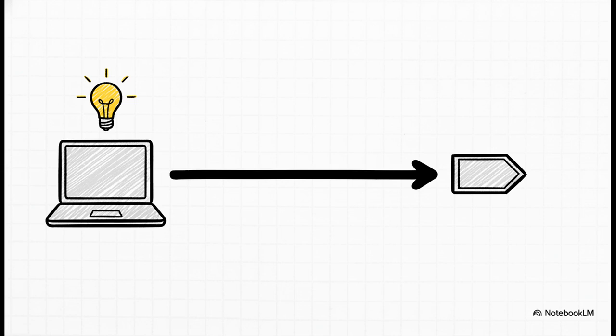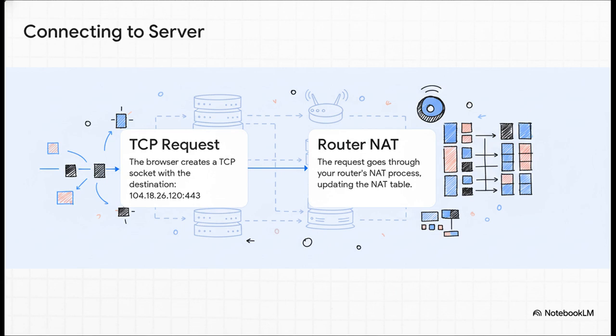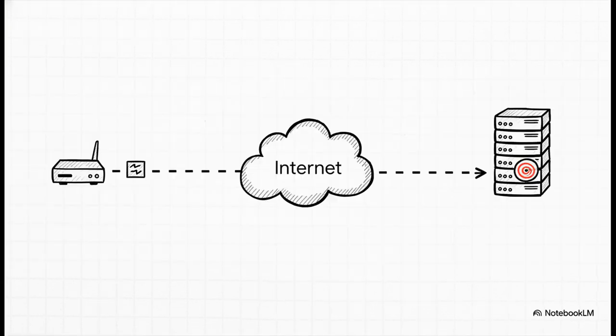All right, now your computer knows the real address. Time to connect for real. So it sends a new request, this time straight to the website. And yep, it uses NAT again. And there it is. Your request has finally made it to the computer hosting the website.